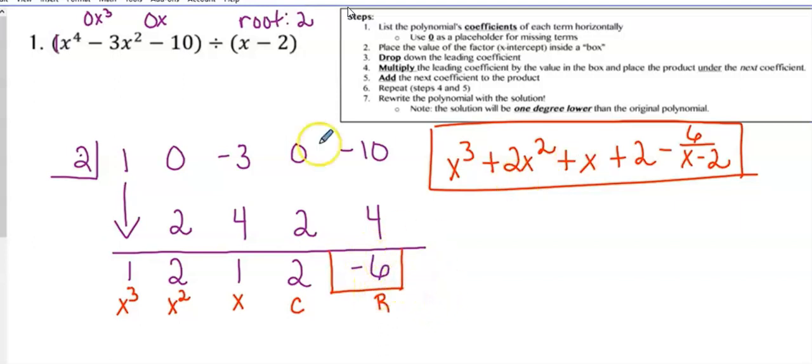So that's a lot. It's a lot of steps and it's a lot to remember, but it's much, much easier than writing this out and trying to do that long division. Let's try another one.